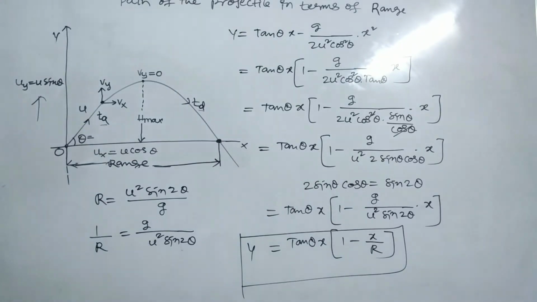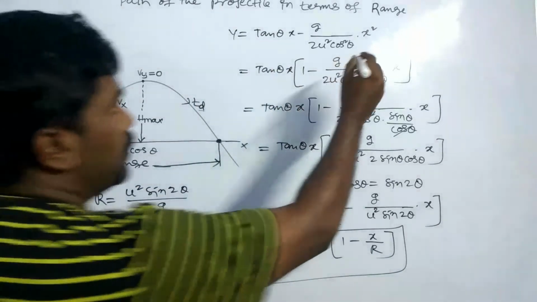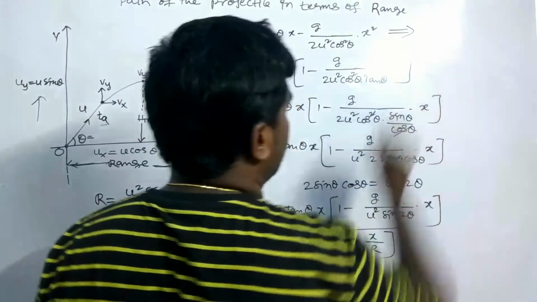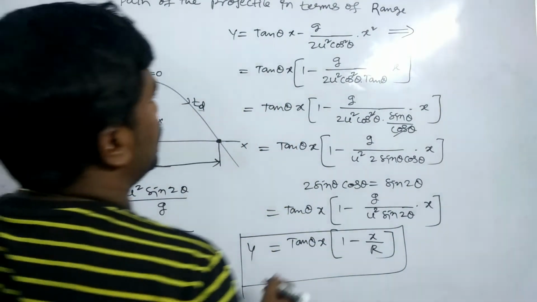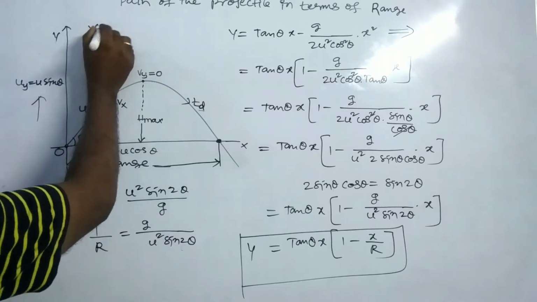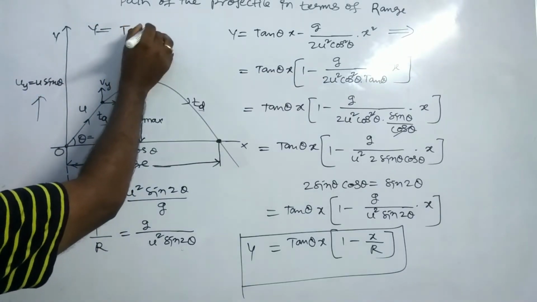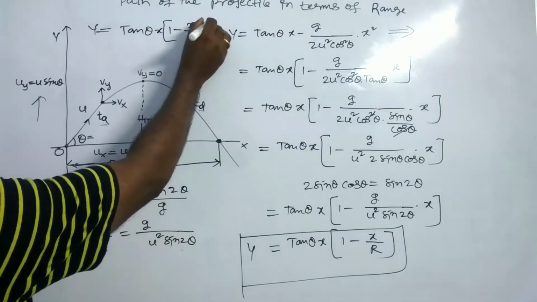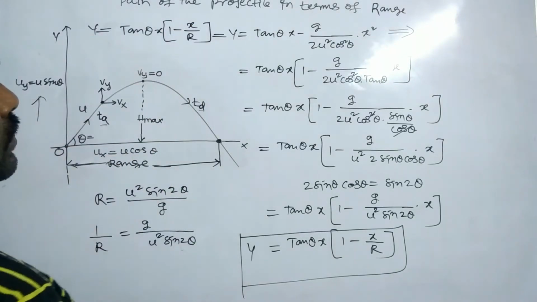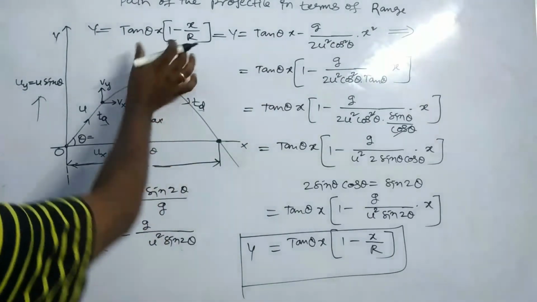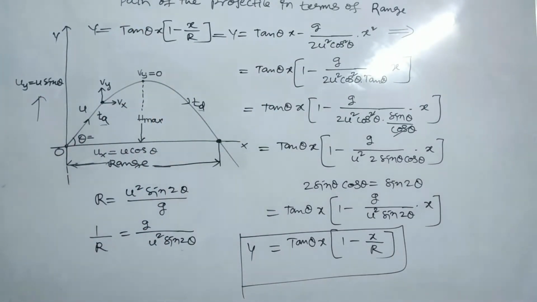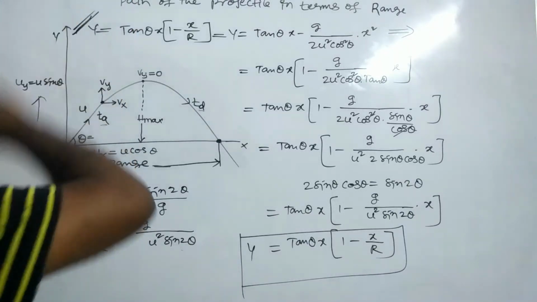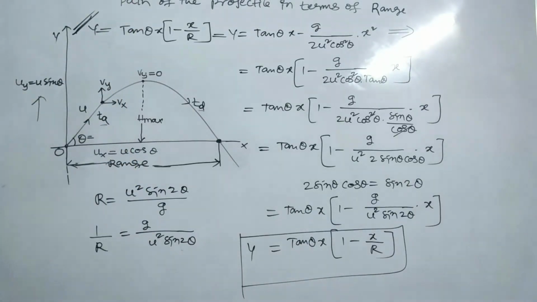How can we write this in terms of range? y is equal to tan theta into x times 1 minus x by R. This is the path of the projectile in terms of the range. So note this one, very important: tan theta into x into 1 minus x by R.